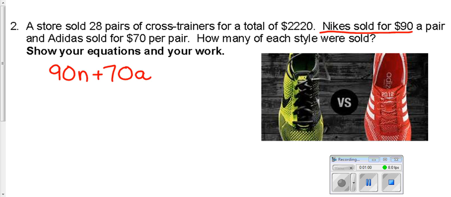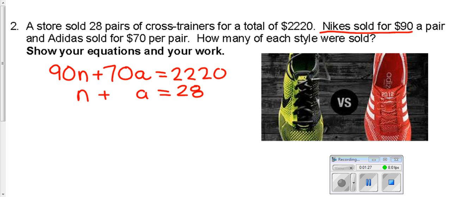All right, so we always write the total amount that it equals with the first equation since we're given that information. So we're going to put that there. And then we know that the store sold 28 pairs of cross trainers. So for that, we're going to use the same variables, but we're going to set it equal to 28.